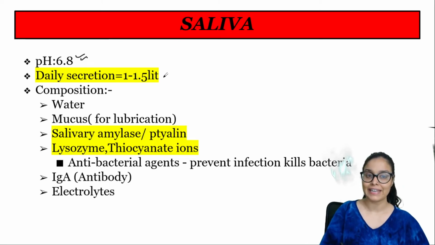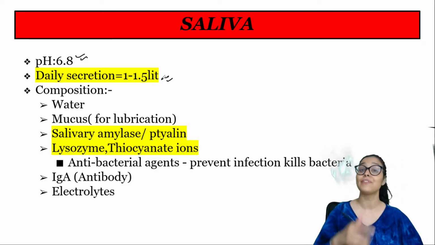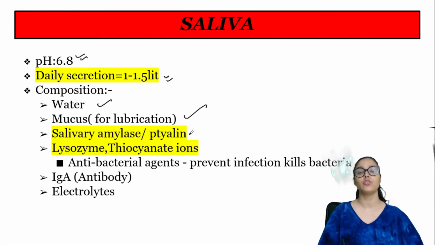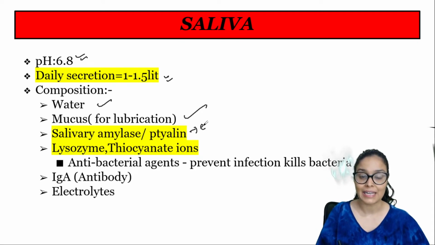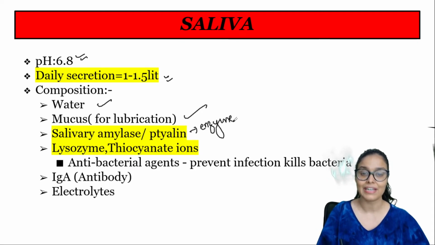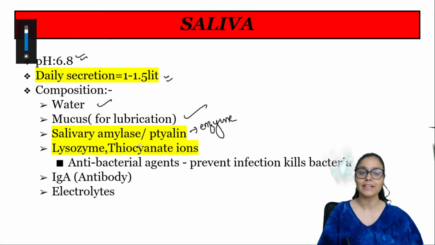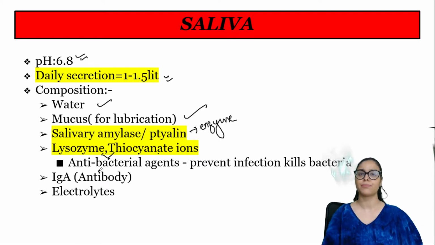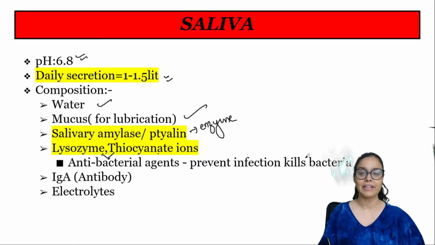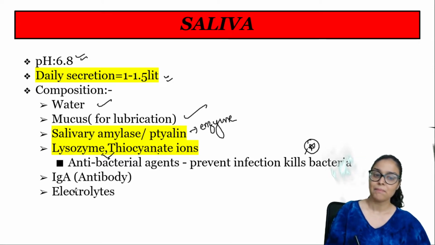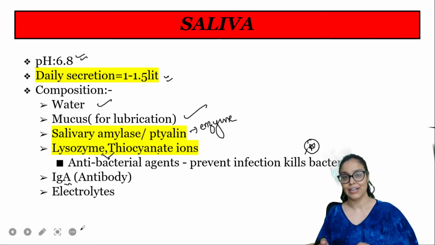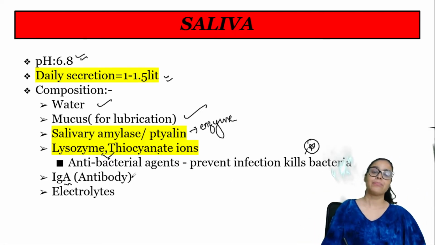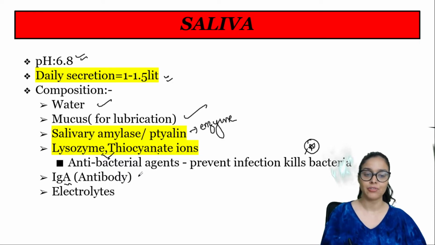So pH 6.8, and daily secretion is 1 to 1.5 liters of saliva. Composition: water, mucus for lubrication. It has enzymes, starch digesting enzyme salivary amylase, also known as ptyalin, right? Lysozyme and thiocyanate ions are antibacterial agents, meaning they kill bacteria and prevent bacterial infection. Plus it has IgA, a type of antibody which helps in defense. Antibodies help in our defense system, you have to remember that.